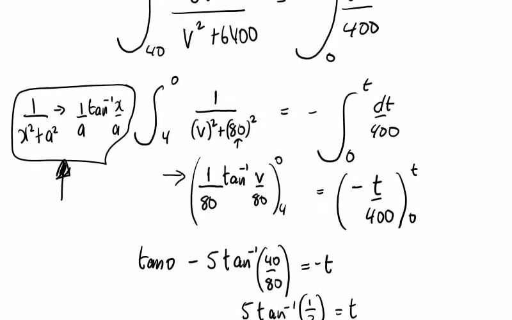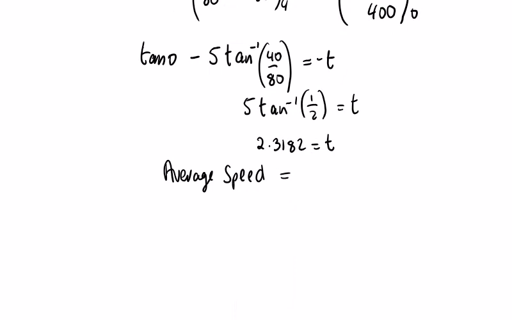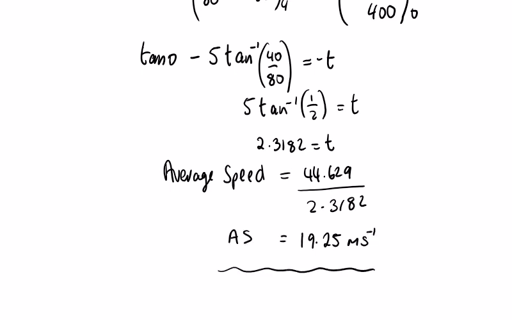So my average speed is equal to, what do we get for distance? 44.629 divided by 2.3182 will be 19.25. We're talking about speed, so 19.25 meters per second. And that's that question done.